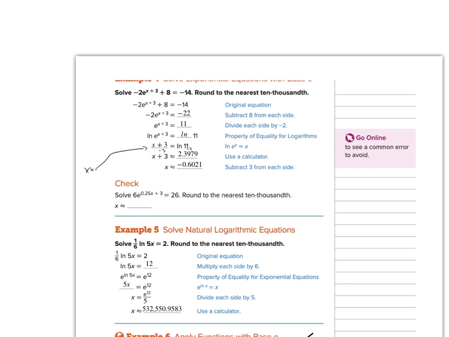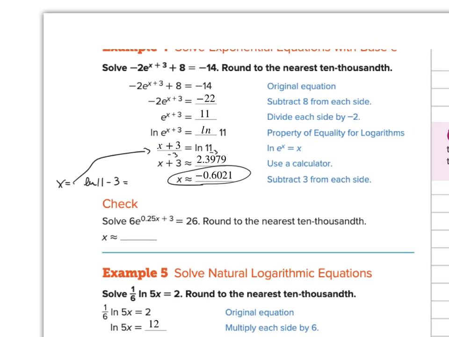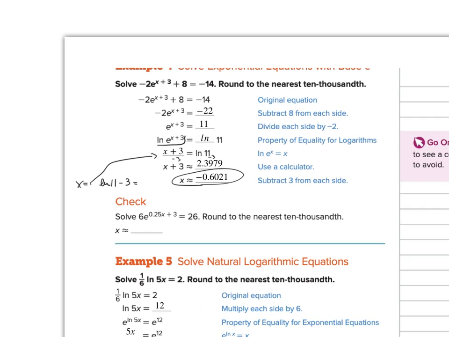right here, x is equal to the natural log of 11 minus 3, which if I put that into the calculator, it would come to this value. Okay, so I can just do that all at one time. I don't need to convert it to a decimal ahead of time. Something to think about, though, going back to this expression.